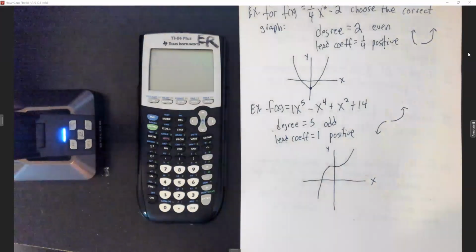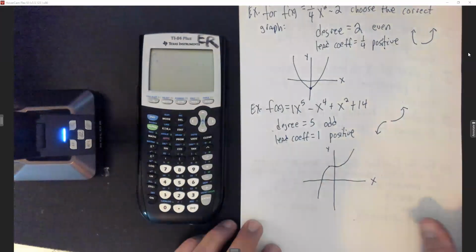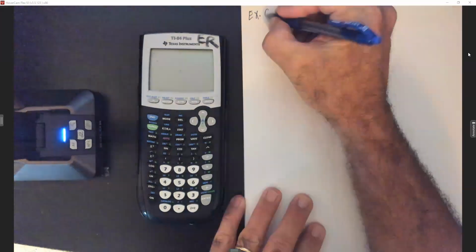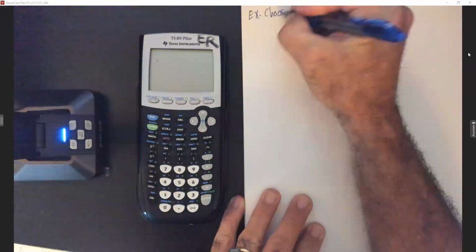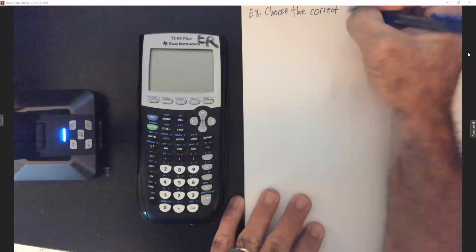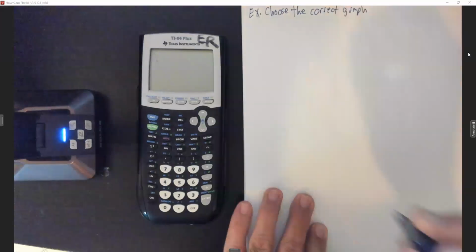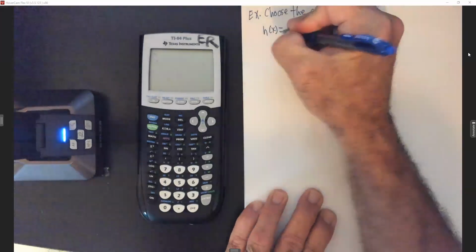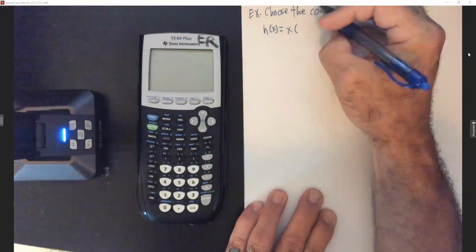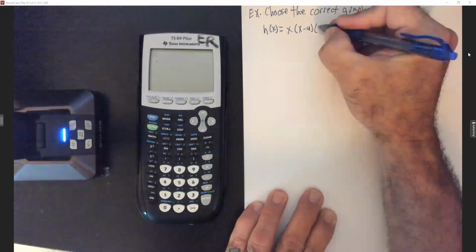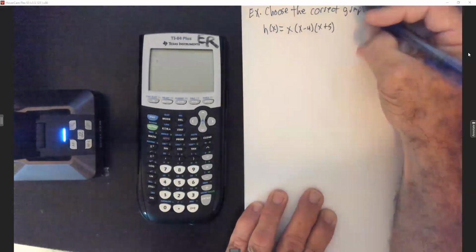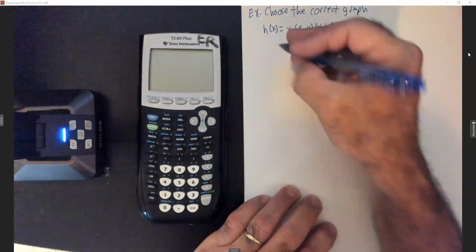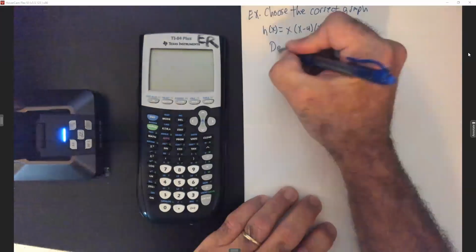So I wanted to move down to one like number 9 has on it. So number 9, we're still going to choose the correct graph. But this one will be a little bit trickier to find, okay? We're going to have h of x equals x times x minus 4 times x plus 5 times x minus 5. So it's hard to find a degree when they're like this, so I'm going to show you how I would do that and my lead coefficient.